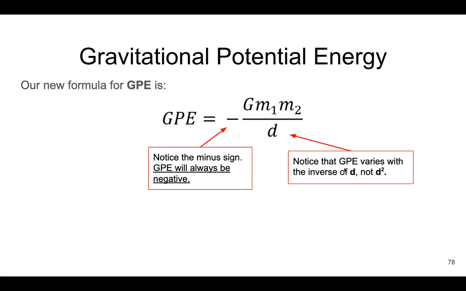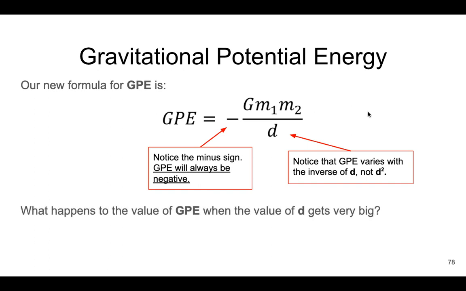And notice that GPE varies with the inverse of d, not with d squared. If this were a d squared, and there were no minus sign, this would be our formula for force due to gravity. So why I'm pointing this out is this looks a whole lot like our formula for the force due to gravity, also called the law of universal gravitation. It's just very slightly different, so it's very easy to mix it up. So be careful and always grab the right formula.